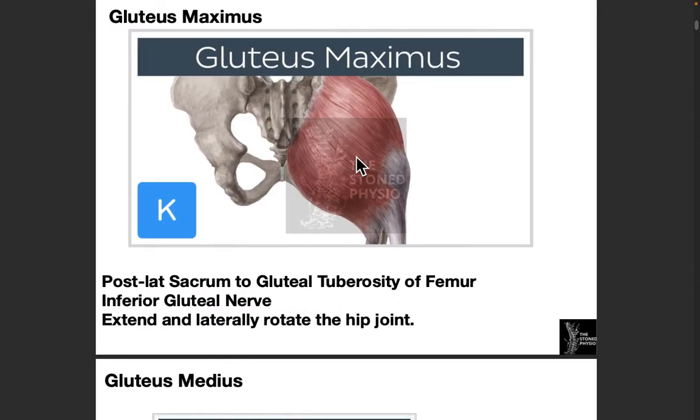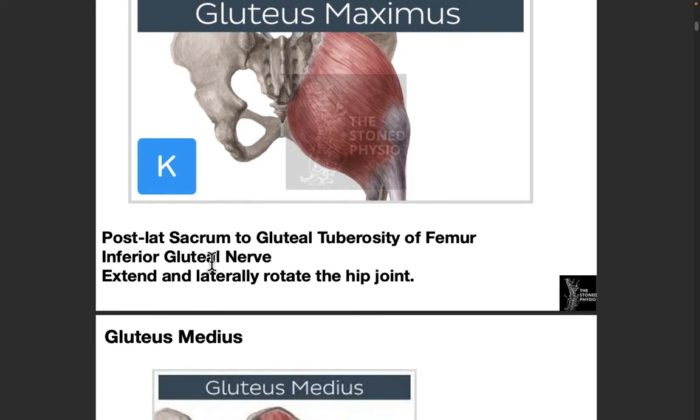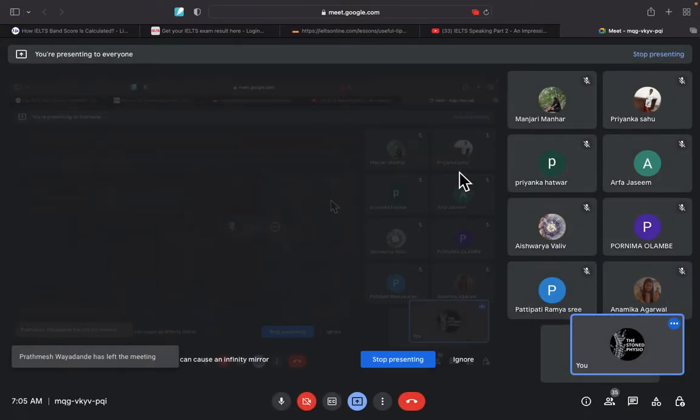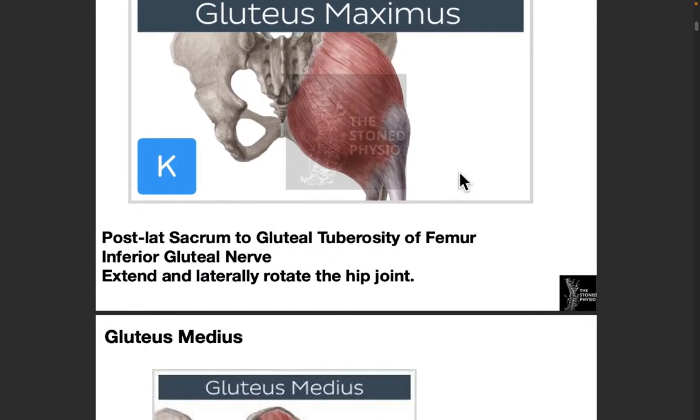This thing we know. And the nerve supply that we are supposed to talk about, the thing that we must remember here is the inferior gluteal nerve. First of all, gluteus maximus is the major gluteal muscle, and the gluteus minimus and medius are not that major as compared to it.